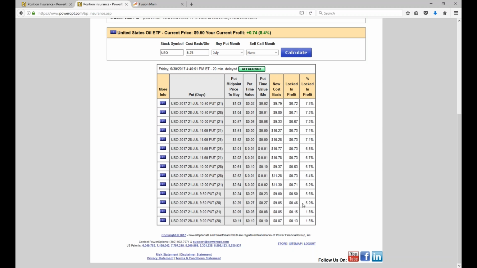Even though I've got a guaranteed profit of 5% on the position, if the stock stays right at 9.50, I'm going to watch this value go down 1 cent per day over the next 28 days. I'm sorry, I'm looking at the July 28th, Donald. My apologies. 24 cents for the 21 July standard expiration, so we'd expect to lose 1.08 cents per day, roughly, over the next 21 days.